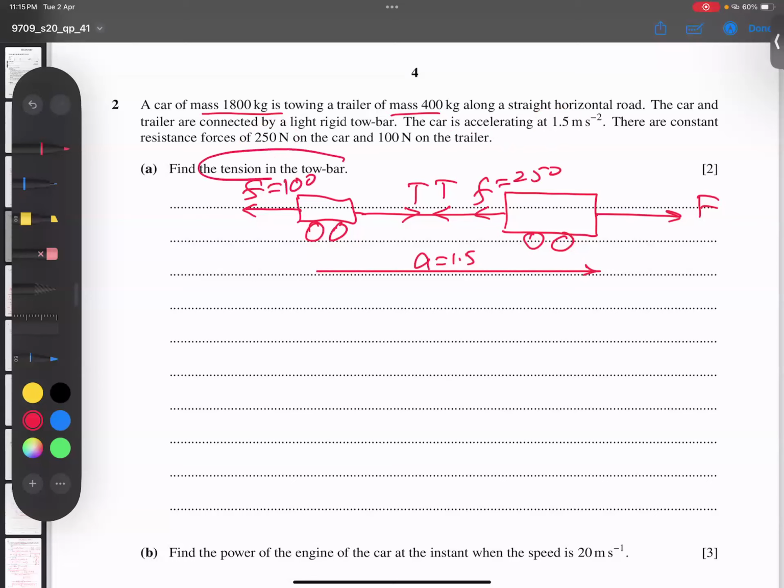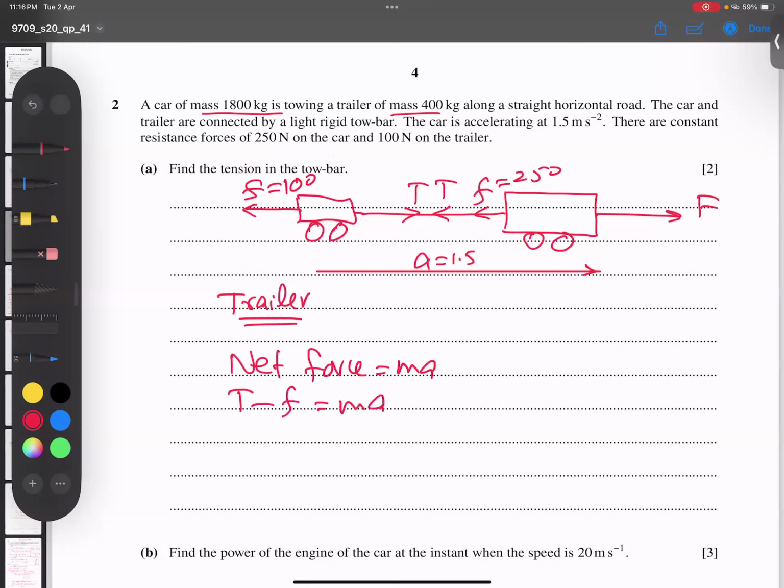He said, find the tension in the tow bar. So we need to find the tension. If we work on the whole system it is hard to do, because the force is not given. But if we work on the trailer, I think it is easy. So I talk about the trailer and I will work on this part only. The basic formula, which all of you are familiar with, is net force equals MA. So tension minus friction equals MA.